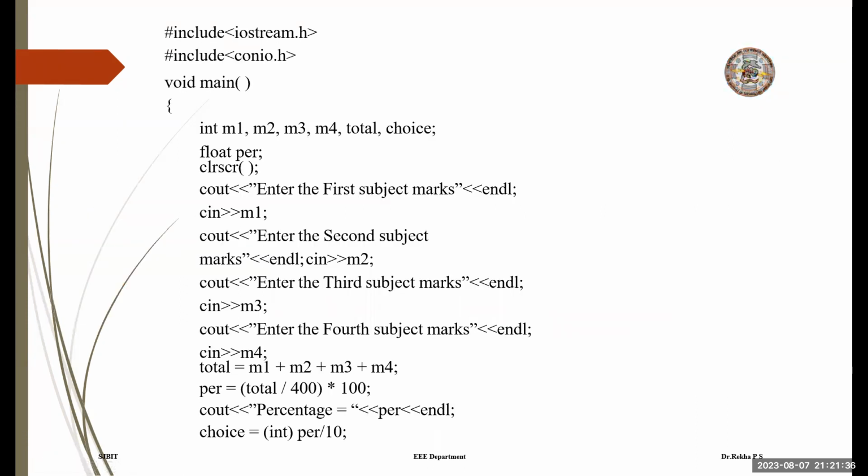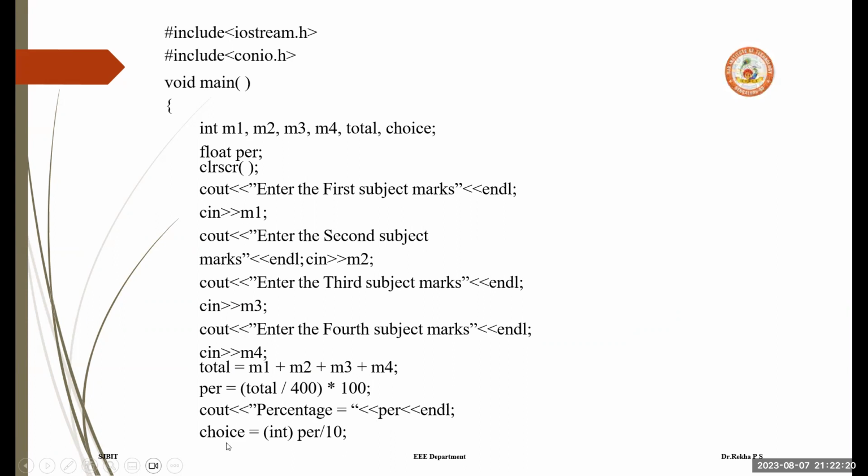Now, using the switch statement, first I have to enter the marks of the subjects and store them in corresponding variables. The first subject marks I'll store in M1, the second in M2, the third in M3, and the fourth in M4. Finally, I will add all the 4 subject marks and put the sum in the variable total. The total divided by 400 into 100 will give the percentage. So I'll print the percentage.